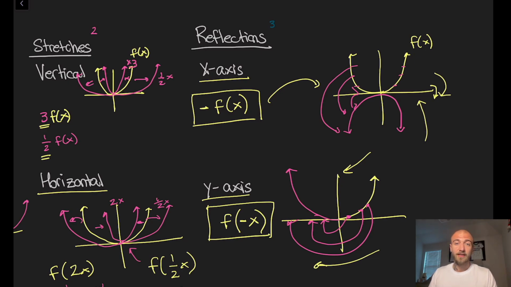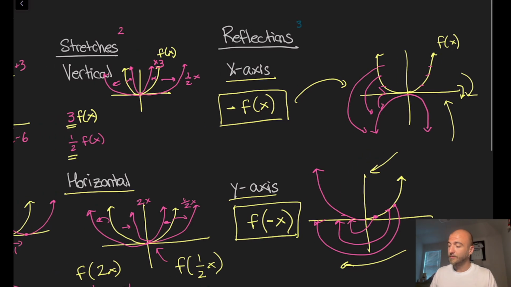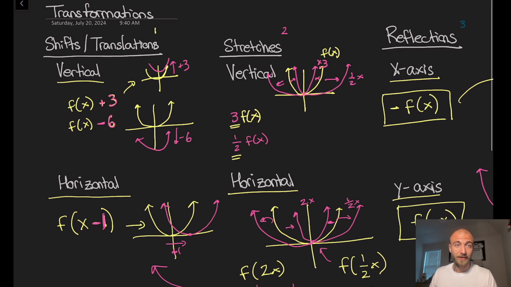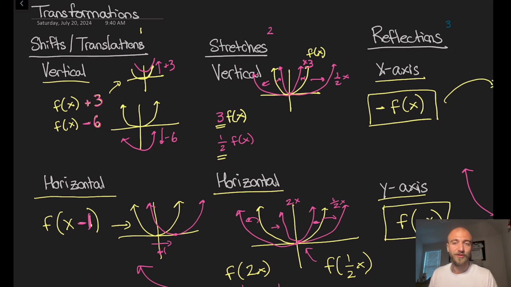So now you know. The IB is going to then ask you, can we put all of these 3 different kinds of transformations together? And we'll work through some examples, don't worry.